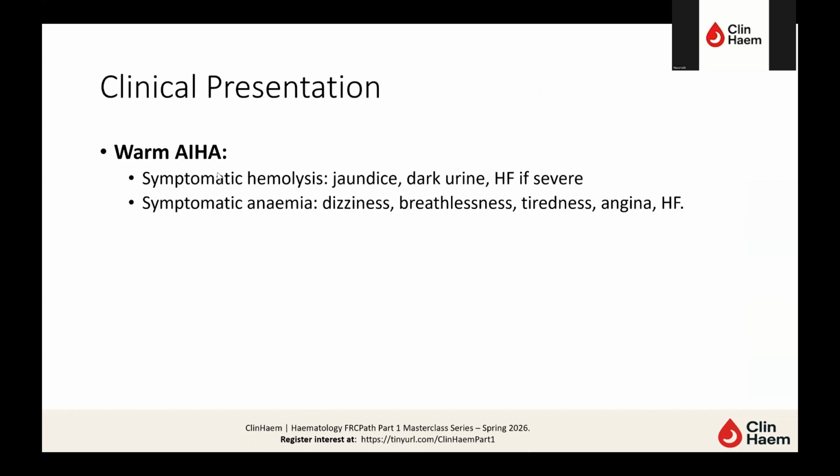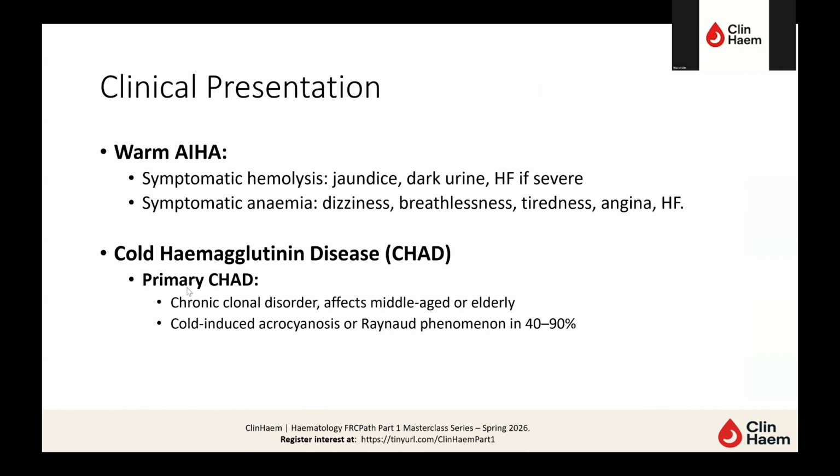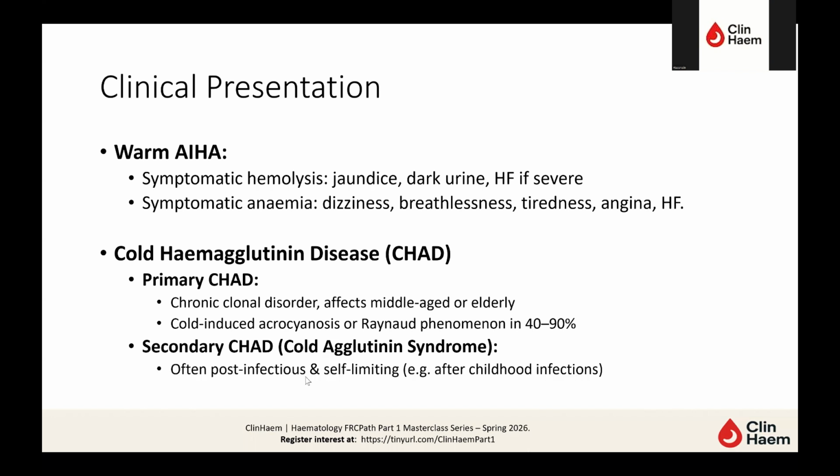Clinically, as I've said, warm AIHA is very symptomatic hemolysis. Sometimes it can be in heart failure as well if it's very severe and symptomatic anemia. In cold, they will present with cold-induced acrocyanosis and Raynaud's. And as I said, primary is like a chronic clonal problem. In most of these patients, around 95% or above, you will see evidence of a monoclonal B cell clone in the bone marrow. And secondary, as I've said, is secondary to infection or some other malignancies, etc., would have symptoms from those other conditions, but usually go after infections and it's self-limiting, for example, after childhood infections.